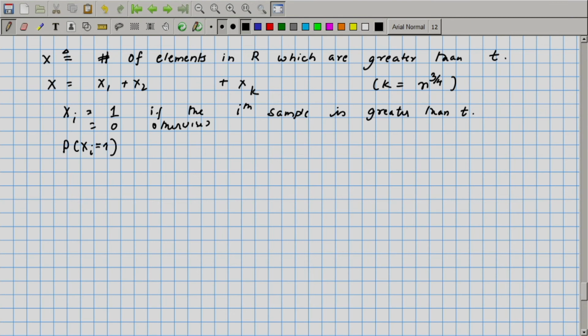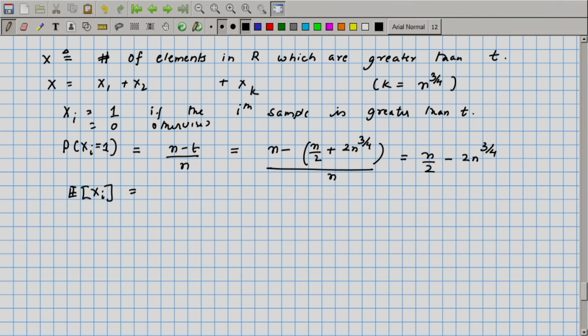The probability that x i is equal to 1 is going to be n minus t by n, that is going to be equal to n minus (n by 2 plus 2 n raised to 3 by 4), that is the value of t, divided by n, that is equal to n by 2 minus 2 n raised to 3 by 4. Therefore, expectation of x i will be this divided by n. So, that is going to be half minus 2 by n raised to 1 by 4. So, expectation of x i is half minus 2 by n raised to 1 by 4.